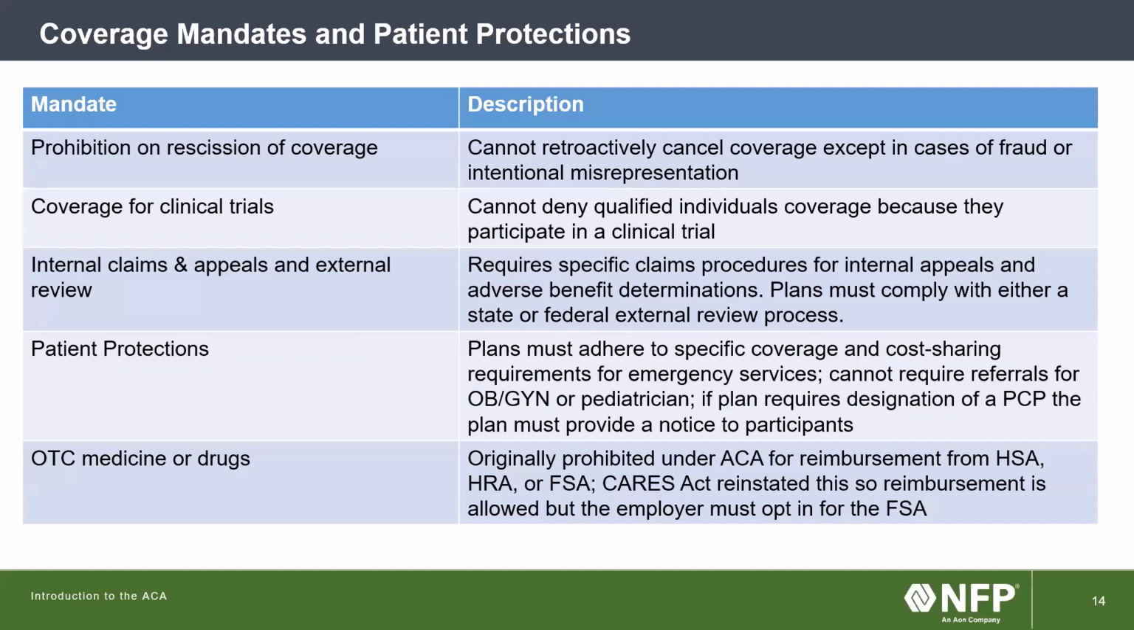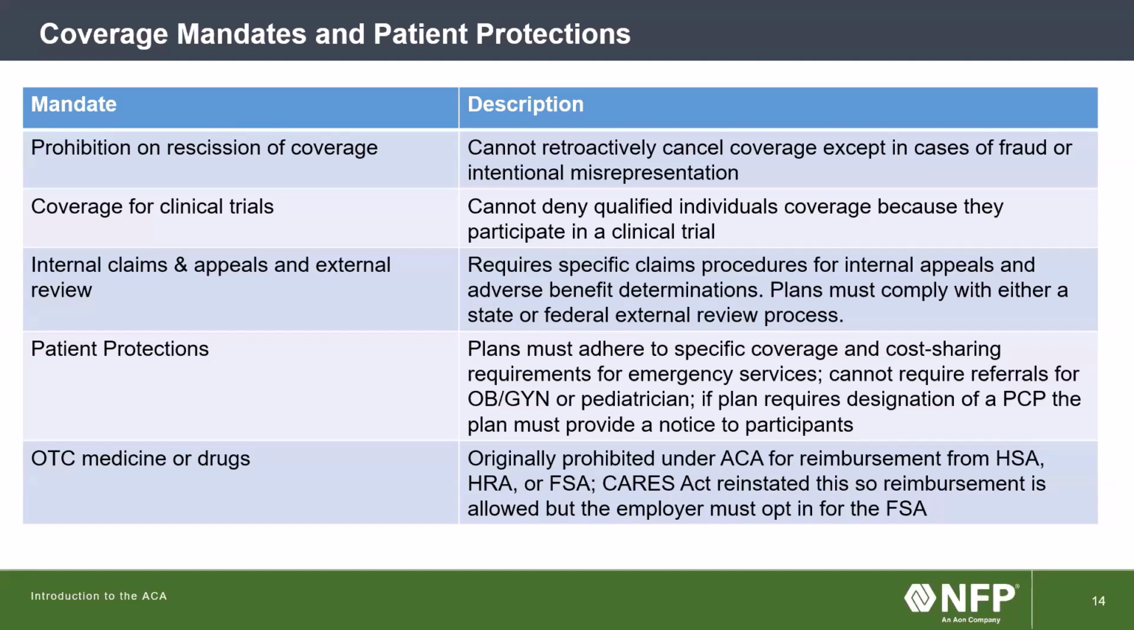This next one is a prohibition on rescission of coverage. This one comes up quite a bit for our group. What the ACA said was that a plan cannot retroactively cancel coverage, except in cases of fraud or intentional misrepresentation. So generally speaking, if you need to make a change to someone's health coverage, it needs to be on a prospective basis. Only in very rare circumstances should you be going back, let's say 2 or 3 months, and retroactively canceling someone's health coverage. So I think that's an important one to tuck away for the future because it does come up quite a bit.